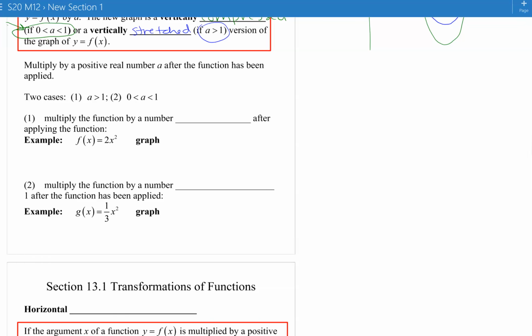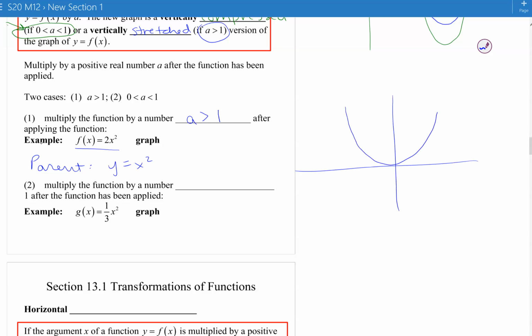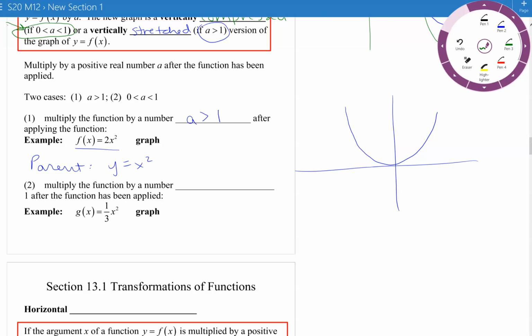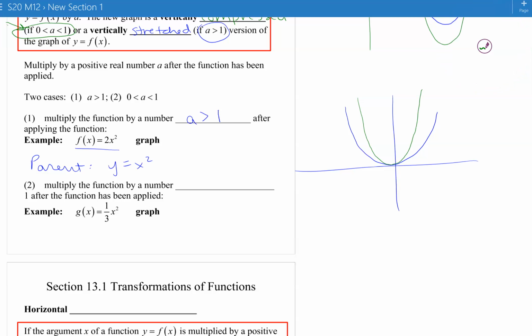So let's look at these two cases. If I multiply the function by a number that's bigger than 1 after I apply the function, it would look like this first example where we have the parent graph of y equals x squared. Let me first draw the y equals x squared. And then multiplying every y value by 2 has the effect of a vertical stretch of the graph. Every y value is twice as large as it was, but notice that (0, 0) doesn't move at all.